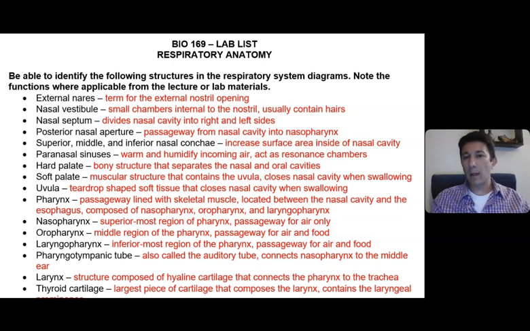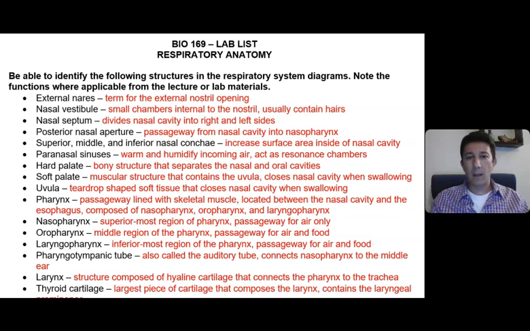Next, we have the hard palate, which is a bony structure that separates the nasal cavity from the oral cavity. This is an important structure in humans because it allows us to chew our food in the oral cavity while still breathing at the same time, because it physically separates the oral and the nasal cavities. So while we are chewing and processing our food within the mouth with the teeth and the tongue, we can continue to breathe through our nose and through our nostrils.